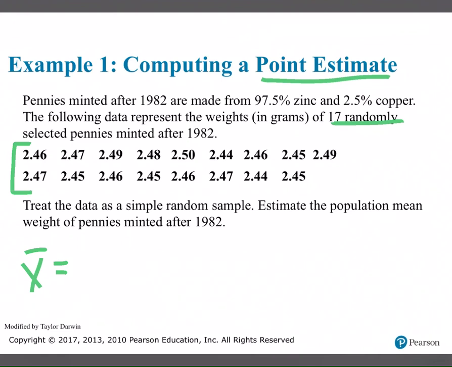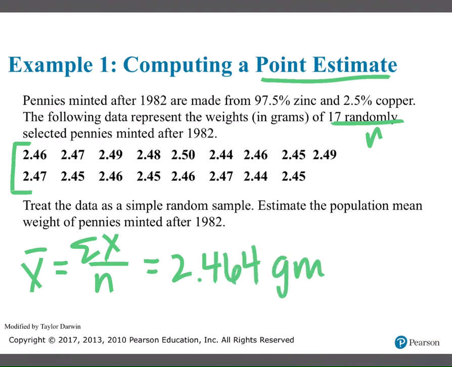Okay, so we have a sample. Remember to find the mean of a sample, we add all the values up and divide by however many there are. So if I added all of these, the weight of these pennies, and divided by 17, because that's my n, so add them all up, divide by n, I get 2.464 grams.